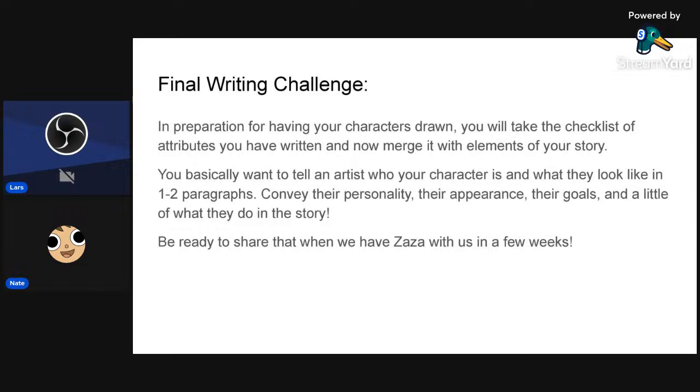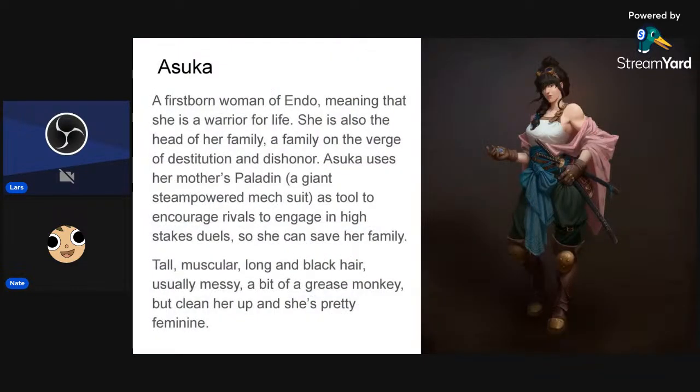And again, I will pop back as an example to Asuka, a firstborn woman of Endo, meaning that she's a warrior for life. She's the head of her family on the verge of destitution and dishonor. Asuka uses her mother's paladin, which is a giant steam-powered mech suit, as a tool to encourage rivals to engage in high-stake duels so she can save her family. She's tall, muscular, with long black hair, usually messy, a bit of a grease monkey, but clean her up and she's pretty feminine.